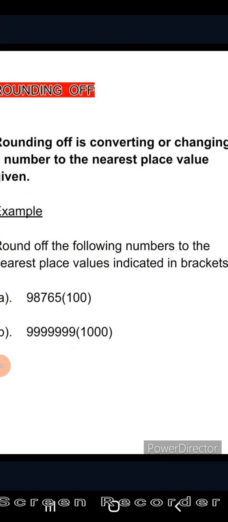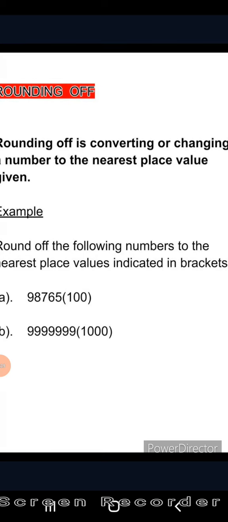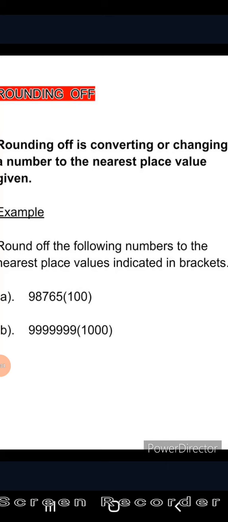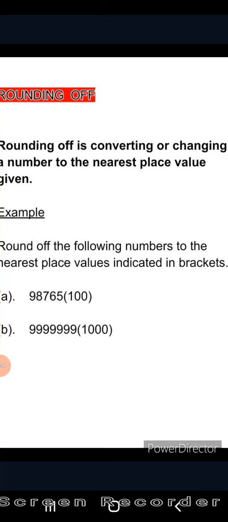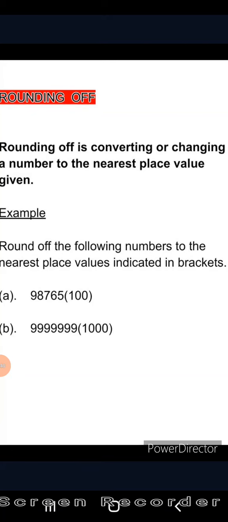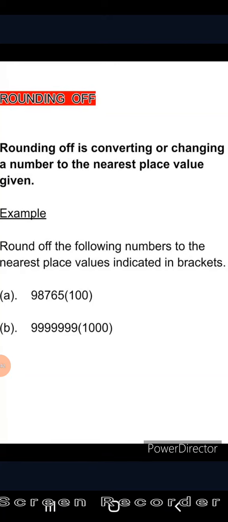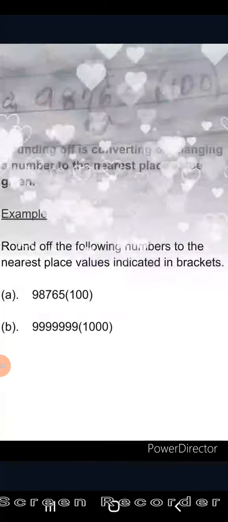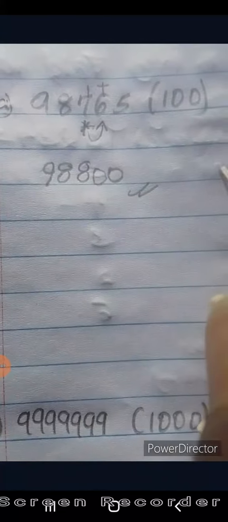Rounding off is converting or changing a number to the nearest place value given in a question. So let's check these examples below. Round off 998,765 to the nearest hundreds, and round off also 9,999,999 to the nearest thousands. So let's check these questions now.